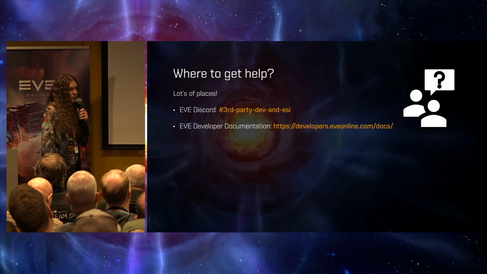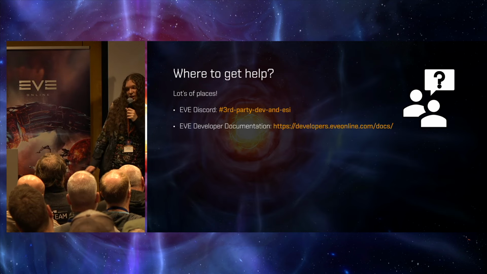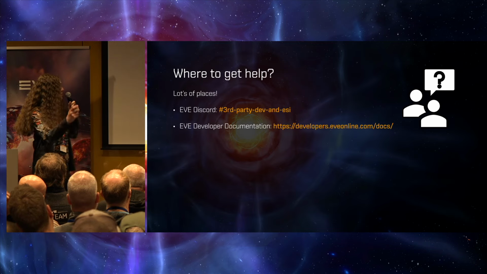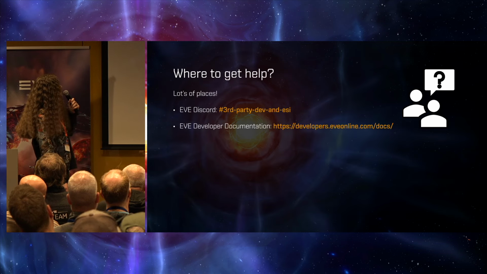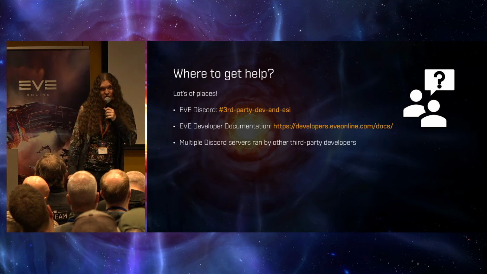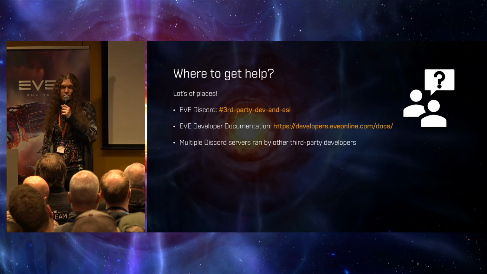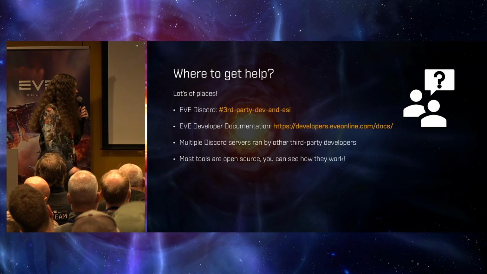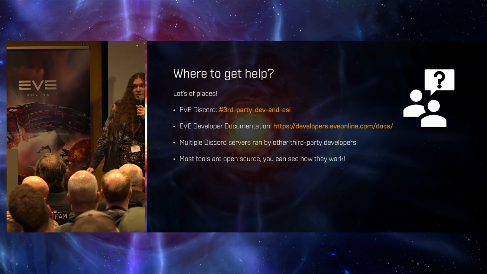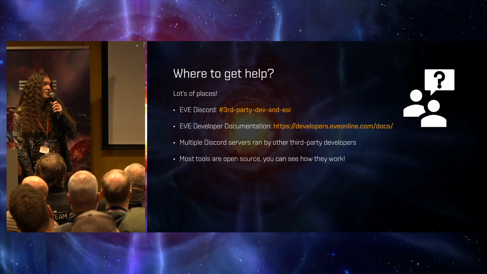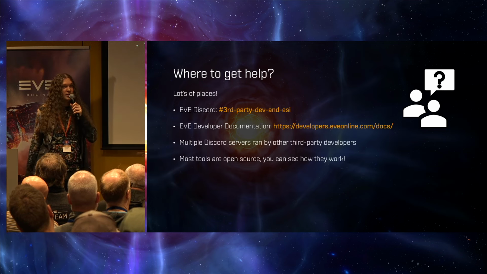There's also the EVE developer documentation, which contains all kinds of useful information. And if it doesn't have some information, then please submit a pull request or open an issue, because it's very much a joint effort with the community. There are also many Discord servers by other third-party developers, so if you choose to join some smaller community, you can do that also. And most EVE third-party tools are open source. So if you're interested in how a particular tool implemented some feature, how they achieved something, you can just look in the code and check and learn that way.